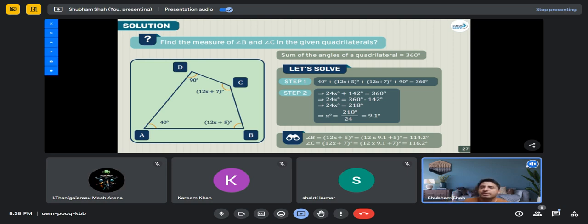You have to find the measure of angle B and angle C. This type of question we have done earlier also. Angle B and angle C we have to find out. So, I am writing over here 90 plus 40 plus 12x plus 7 plus 12x plus 5 equals 360 degrees. How many x are there? 12x plus 12x? 24x.